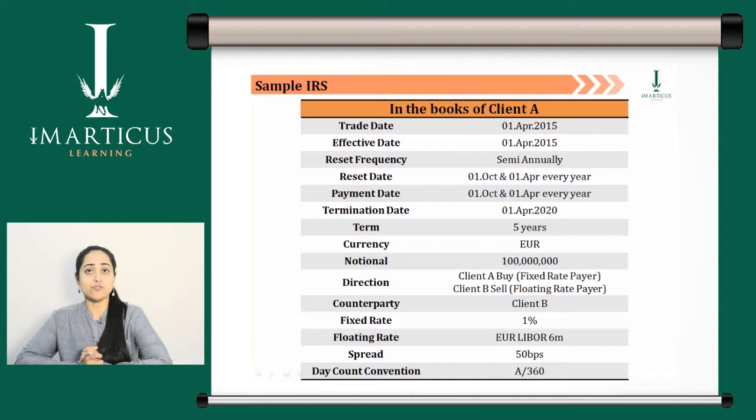The term is for 5 years, which automatically makes the termination year 2020, and the termination date is calculated from the effective date. Here, the floating rate mentioned is the 6 months Libor rate, and the spread is 50 basis points. These details are important parameters which need to be agreed while negotiating an interest rate swaps agreement.